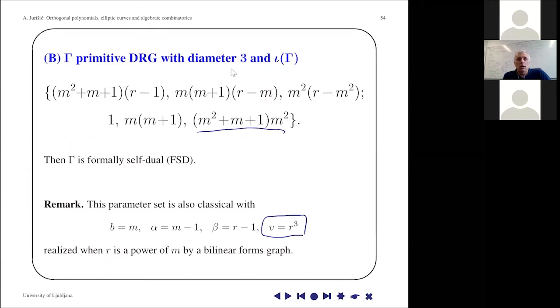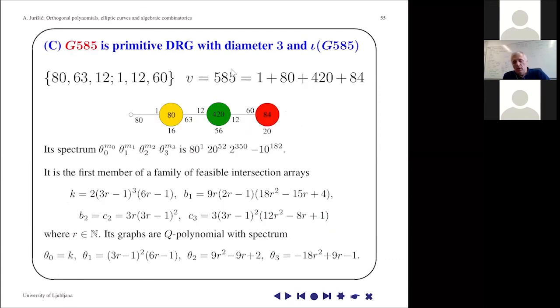But still, uniqueness, it is known by Cypers, so some Dutch mathematician, that for very large R, this need to be bilinear forms, but for small ones, this is still an open problem. So, okay, let me move to problem C.